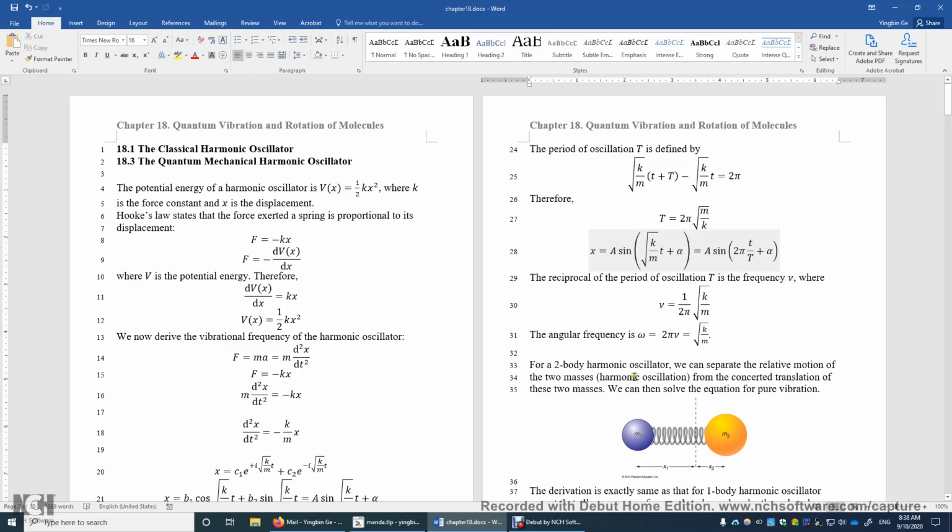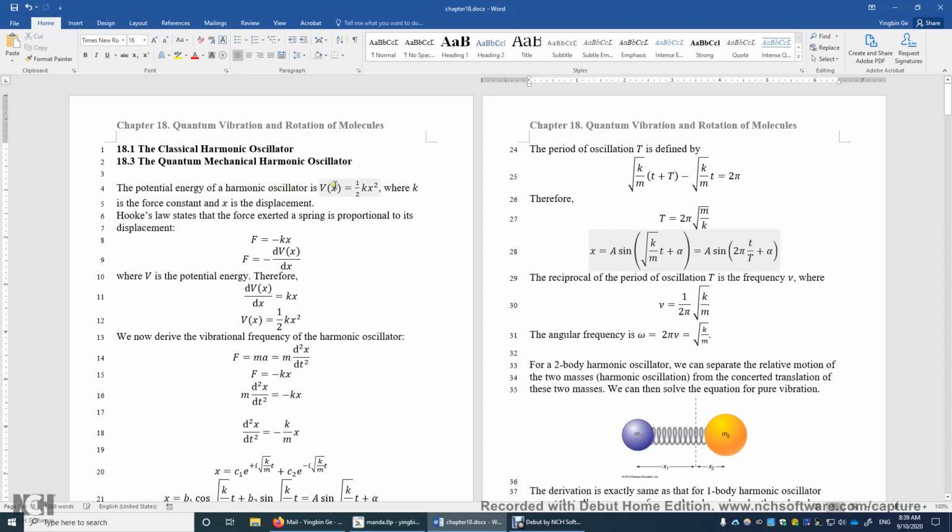This is Physical Chemistry, Part 3, Quantum Chemistry, Chapter 18, Quantum Vibration and Rotation of Molecules, Sections 18.1 and 18.3, the classical and quantum mechanical harmonic oscillator. First, let's define the harmonic oscillator.